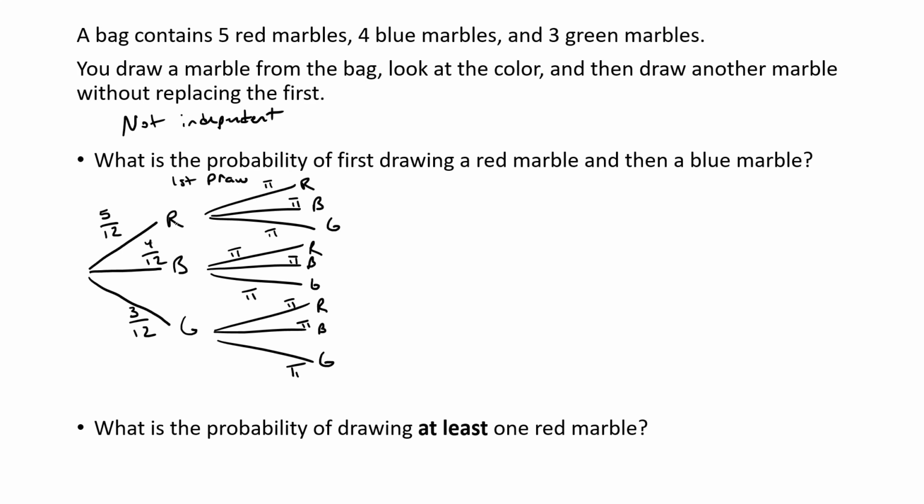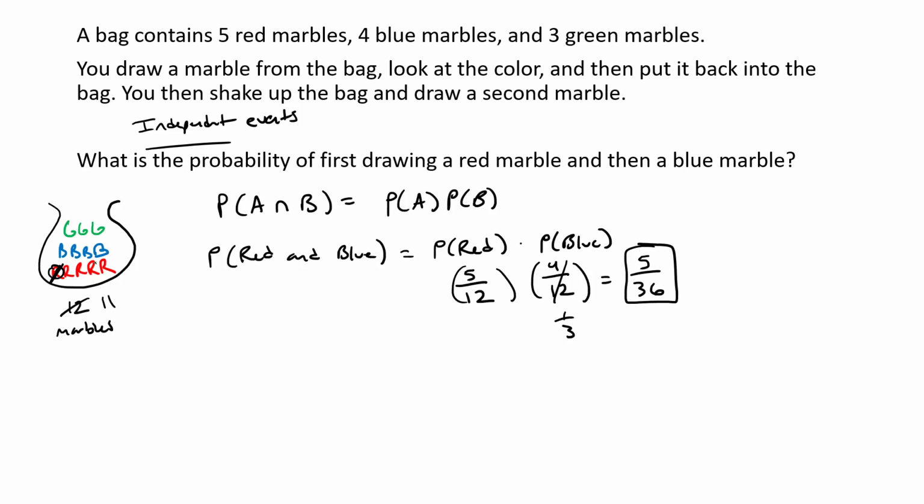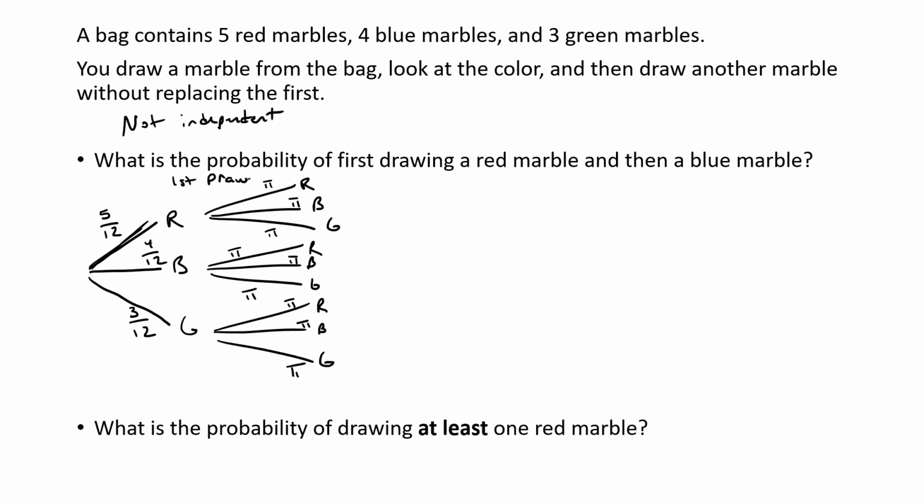Okay, when you've gone down this branch, it means that event has already happened. So if you're here, it means you have drawn a red marble. Think of the bag losing a red marble, so now there are only 4 remaining. The probability of drawing another red is 4 out of 11. You didn't change the number of blue marbles, there are still 4, and there are still 3 green.